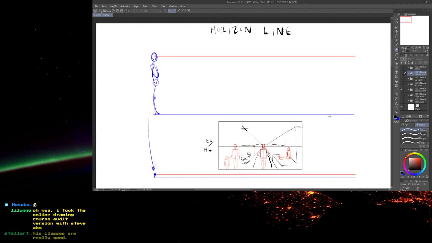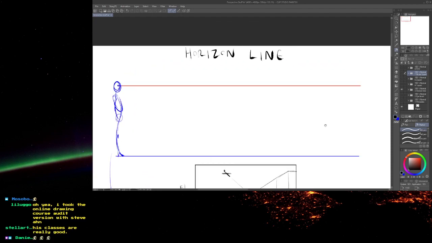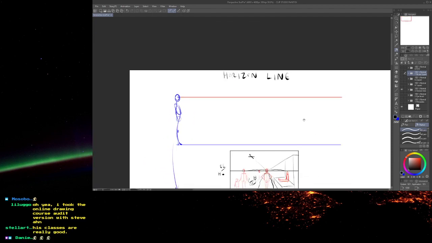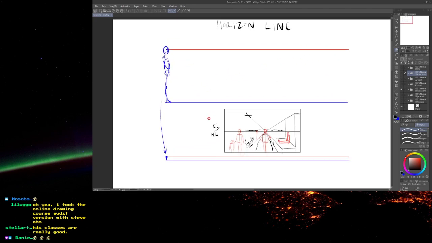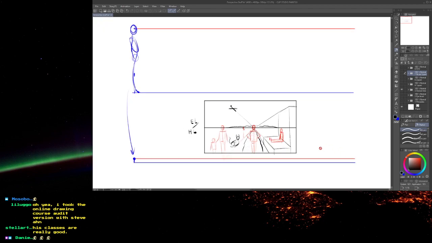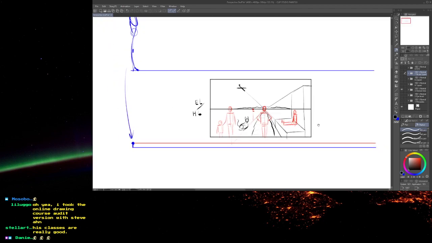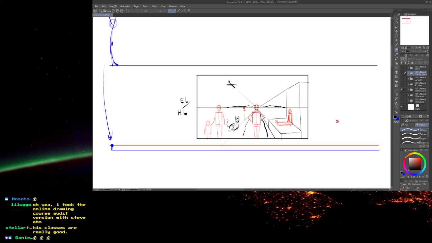So, more on the horizon line. The horizon line, basically, if you're staring straight ahead, extend it out to the end of the Earth. Because the Earth is so huge, the horizon appears flat, even though the Earth is curving.